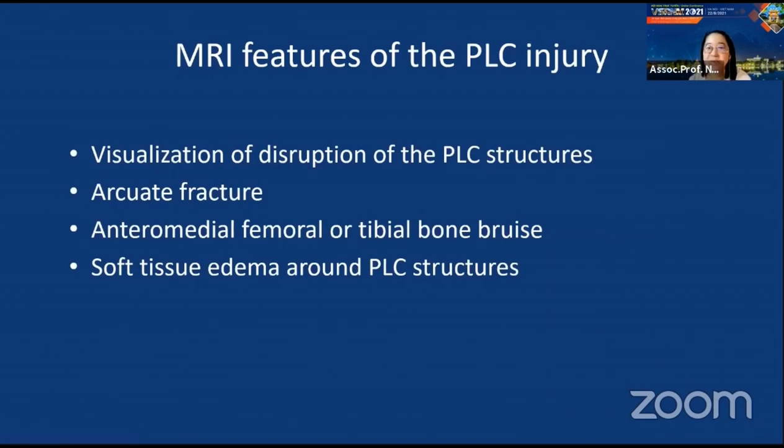When we have injury of this structure, we may look for direct disruption of the structure, or look for some type of fracture that suggests that it is the insertion site of these structures. Also, try to identify bone contusion, which is the hallmark of injury that leads to injury of these structures, and also soft tissue edema around the posterolateral corner structures.